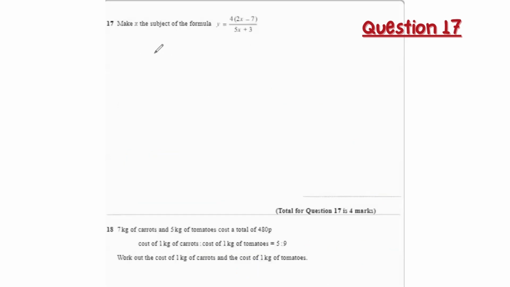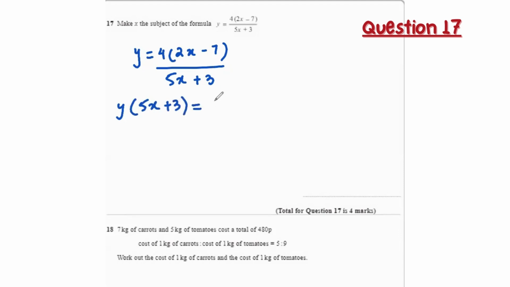Next question, it says make x the subject of the formula. So we have y equals 4 times 2x minus 7 over 5x plus 3. So first I'm going to cross multiply to get rid of the fraction. So it's going to be y times 5x plus 3 equals 4 times 2x minus 7.